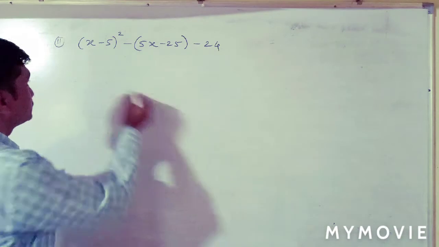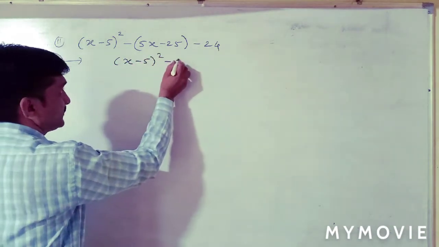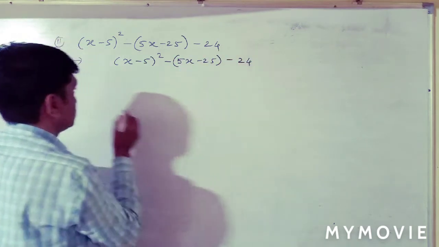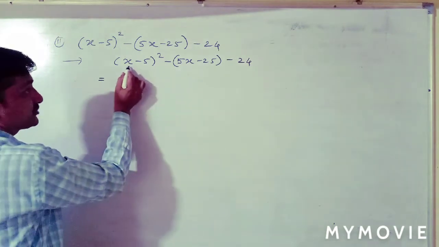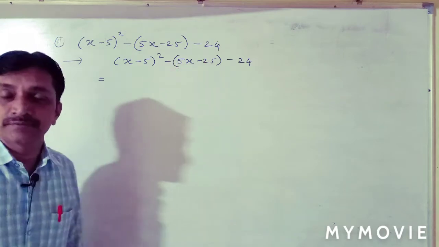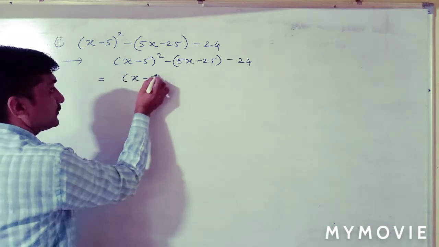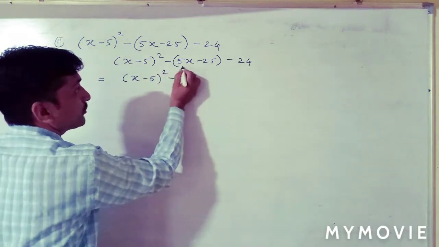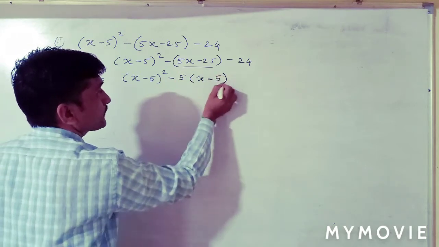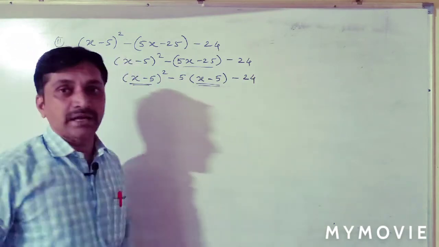Example number 2. (x minus 5) bracket square minus 5x minus 25 minus 24 is equal to... now here you see x minus 5, here is 5 and here is 25. First take common from this. We can take common (x minus 5) bracket square as it is, minus common from them 5 in bracket. What is uncommon then? x minus 5 minus 24. And now here we get the same bracket.